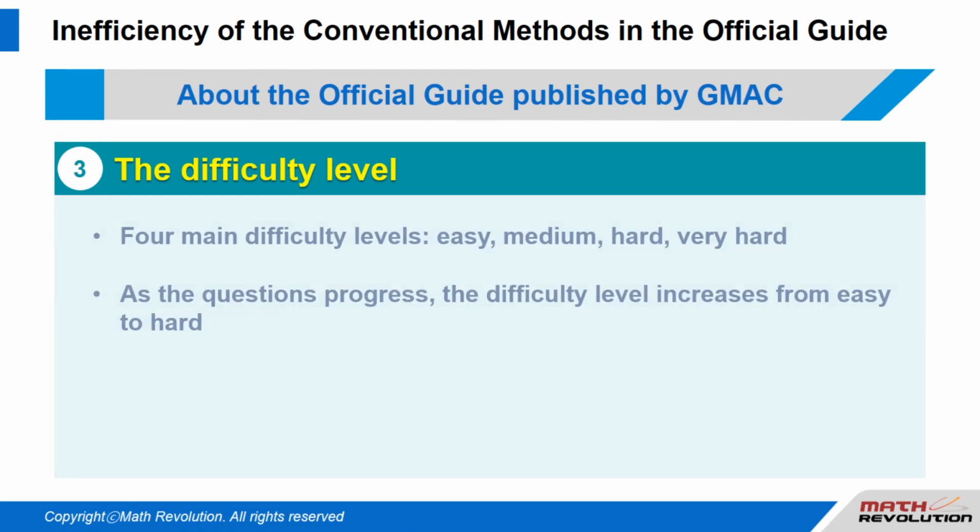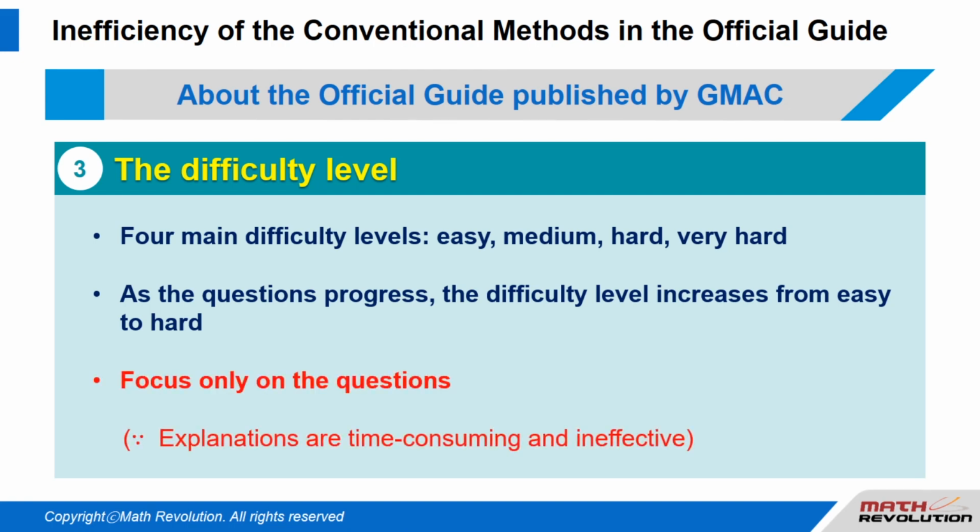3. The difficulty level. There are 4 main difficulty levels in the official guide: easy, medium, hard, very hard. Although some very hard questions appear on the guide, there are only a few of them. The difficulty level increases from easy to hard as the questions progress. This means students can experience all different difficulty levels and easily go to the level at which they are the most comfortable. Since some explanations are time-consuming and ineffective, try to focus only on the questions. Our lessons provide our own explanations for the questions found in the official guide.